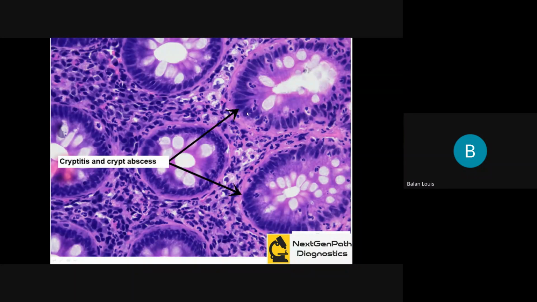So on a higher power, you find the cryptitis. What is cryptitis? There is infiltration of the crypt epithelium by polymorphonuclear leukocytes or neutrophils. So neutrophils have three lobes. So these are nothing but neutrophils within the crypts. And once they get inside the lumen, you call it cryptabscess. When they're confined within the crypt epithelium, you call it cryptitis. That is the only difference.